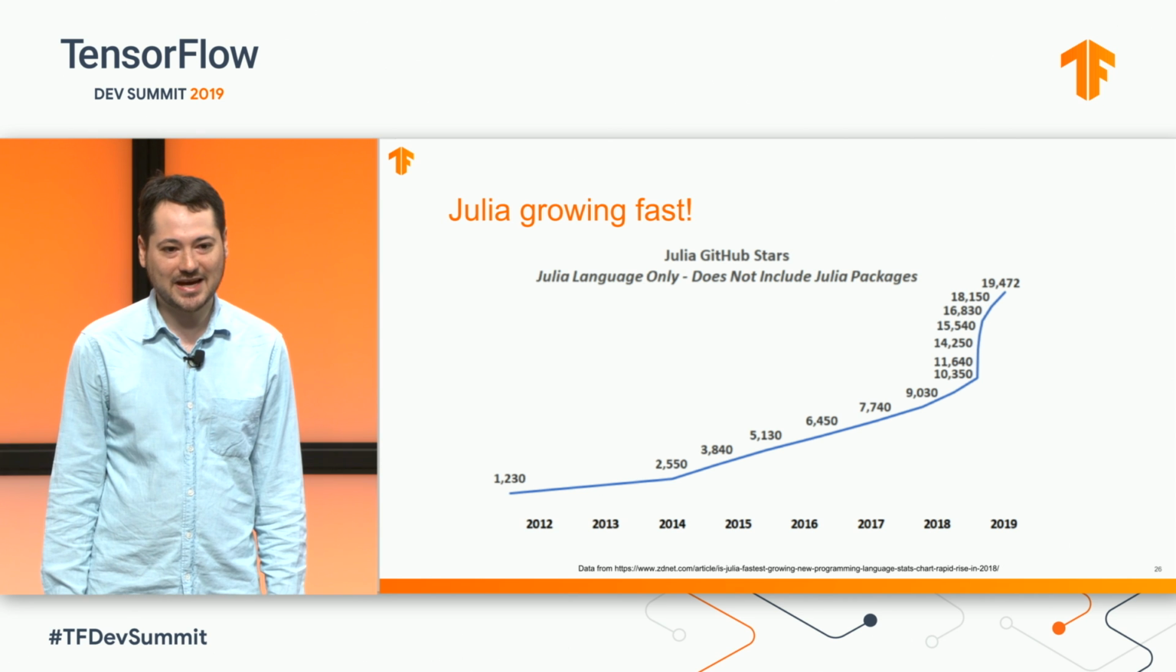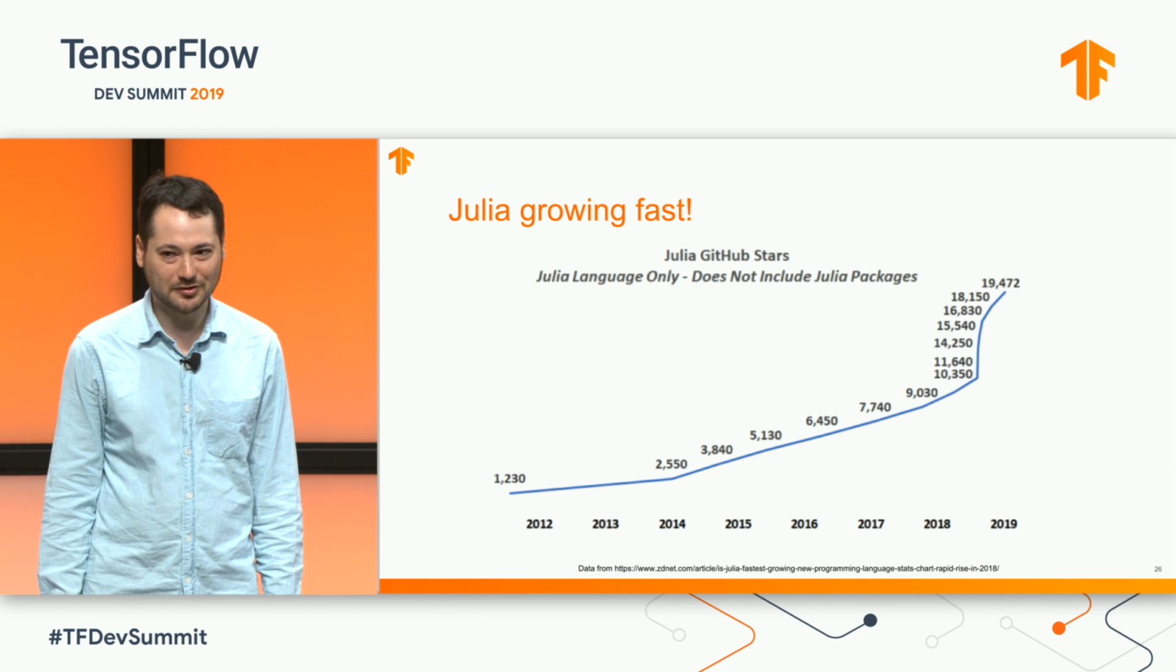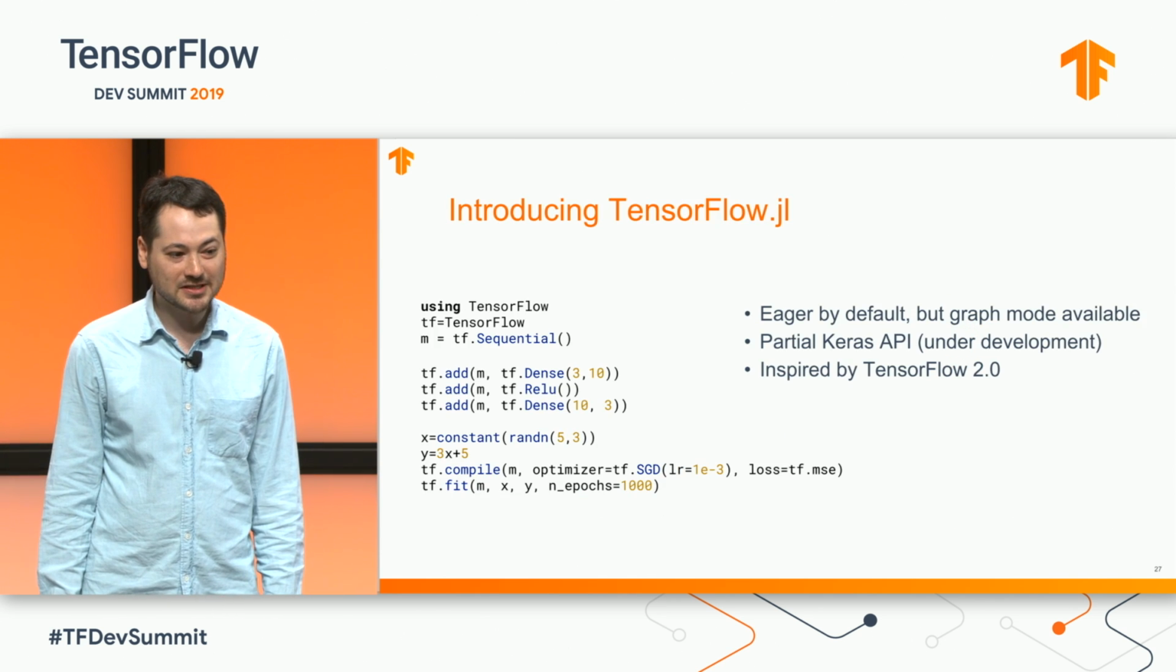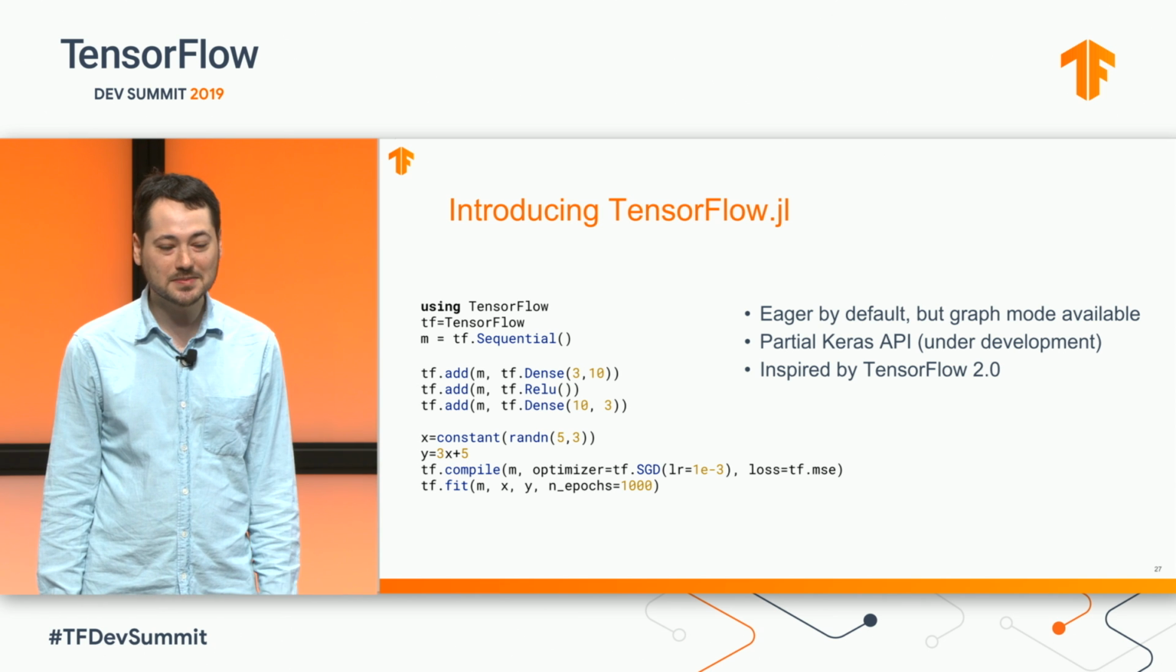And Julia is growing fast. We've about doubled in GitHub stars in the last year alone. We're probably above 20,000 now. Things have really started to take off since 1.0 was finalized. And now TensorFlow.jl. So here's a quick glimpse of its syntax.